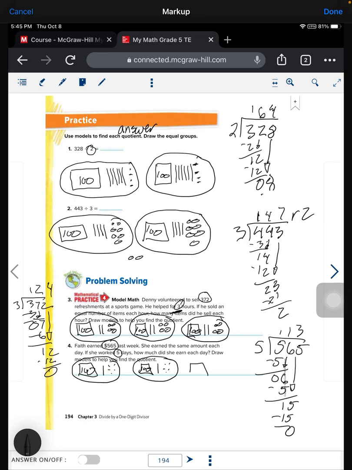Group 2. Group 3. Group 4. Group 5. All right, friends, rip that baby out and let's work on the next lesson.